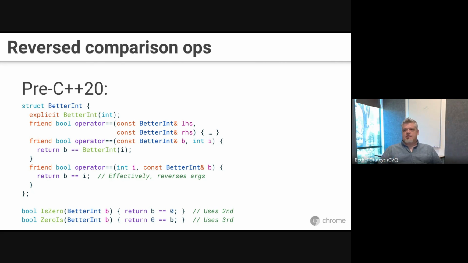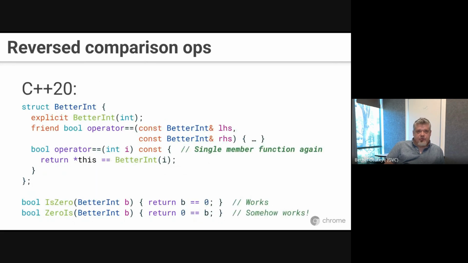Heterogeneous comparisons in the pre-C++ 20 world are just awful. So clearly, by the time we've gotten to this point, we've written a lot of copy and pasted code, and we're very unhappy. What can we do? Well, C++ 20 gives us something called reversed comparison ops.